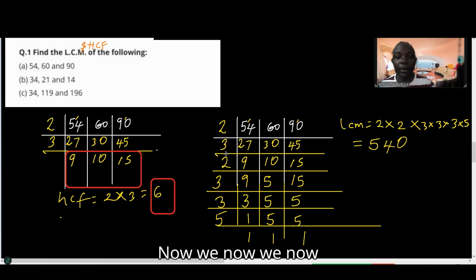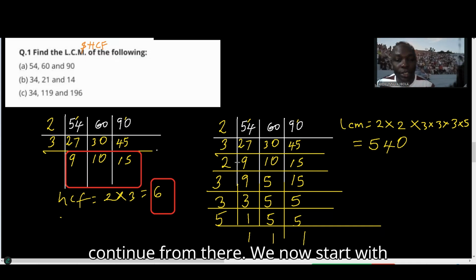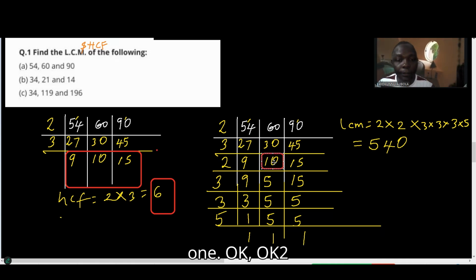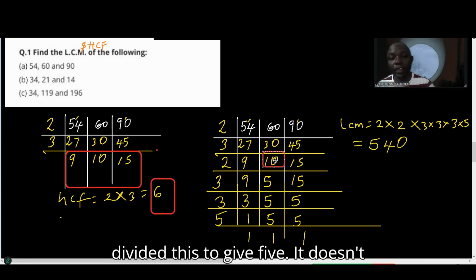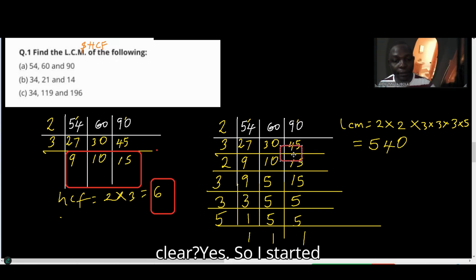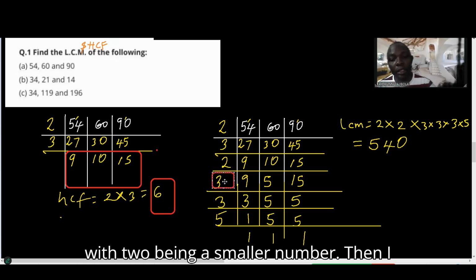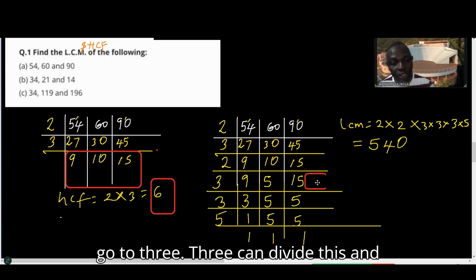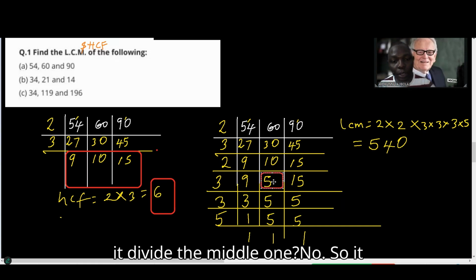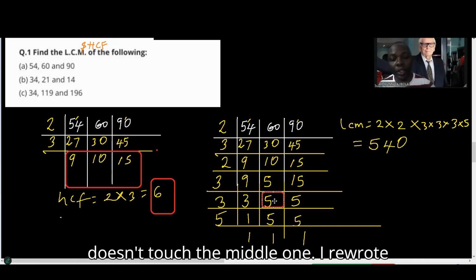Now we continue from there. We start with 2 because 2 can still divide this one. 2 divides this to give 5. It doesn't tamper with the remaining 2. Is that clear? So I started with 2 being the smaller number. Then I go to 3. 3 can divide this and this, right? But will it divide the middle one? No. So it doesn't touch the middle one.